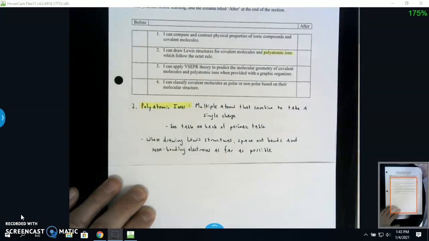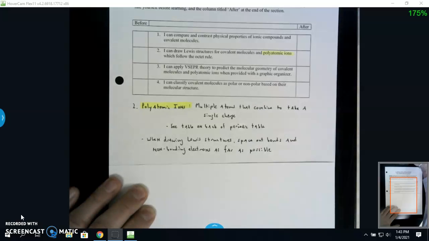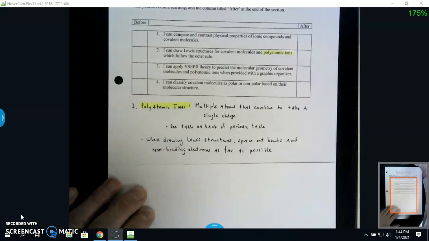In just a couple minutes, probably what you're going to do is to take out the first example of drawing Lewis structures, and you're going to see that I try to space out bonding and non-bonding paired electrons as far from one another as possible.